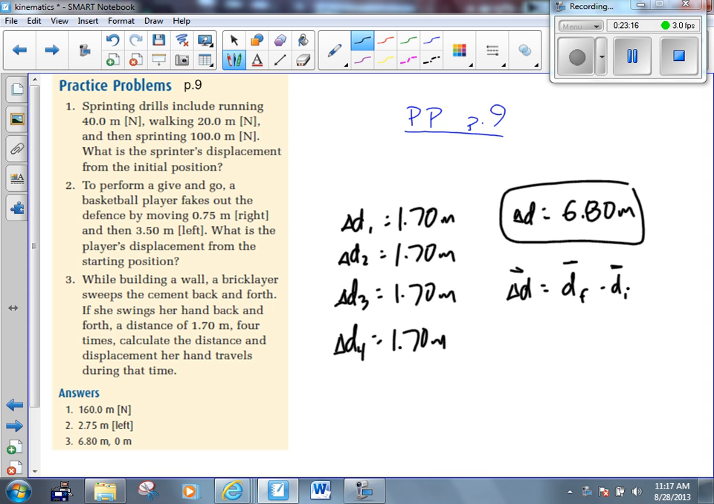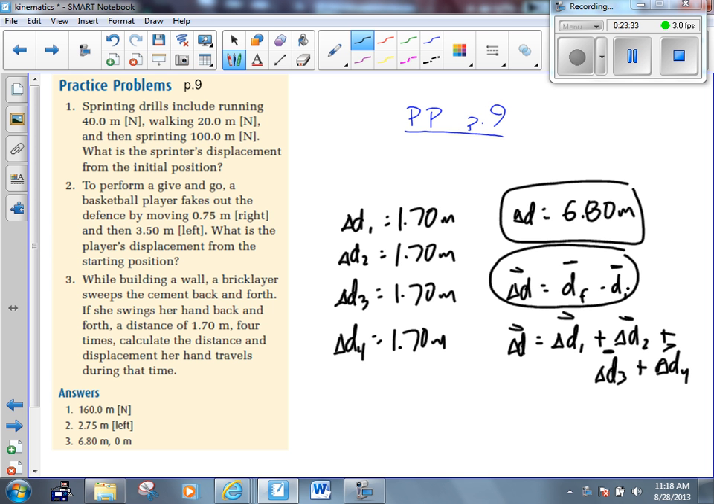So there's another way to find the displacement, and that's by adding individual displacements. If you have 2 different positions, in other words, where you are at 2 different spots in time, then we're going to subtract them. If we have different displacements, in other words, how far something's traveled, then we're going to add them up. Displacement 1, we'll say, is 1.7 meters.